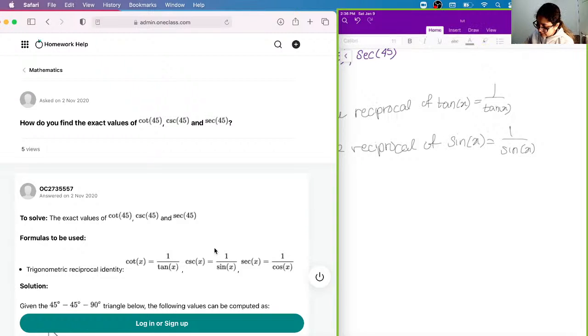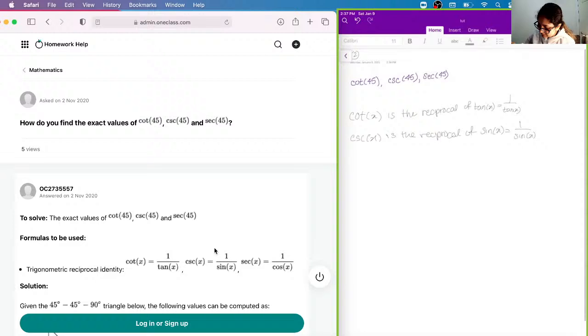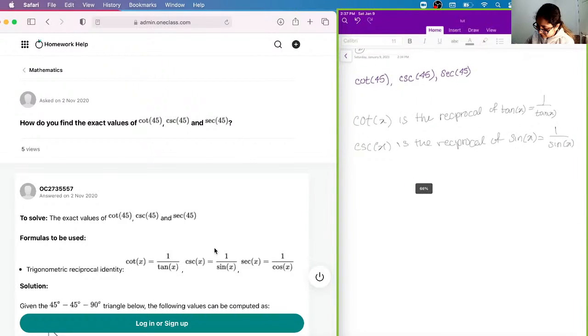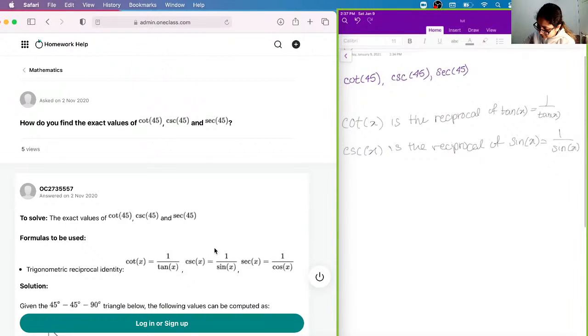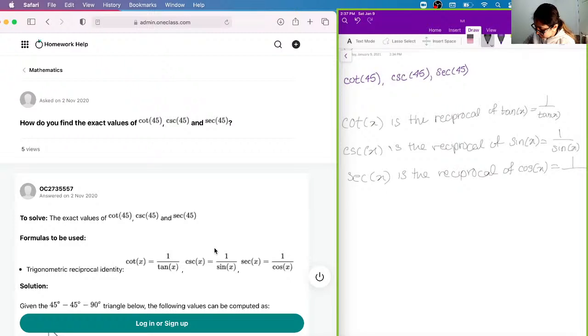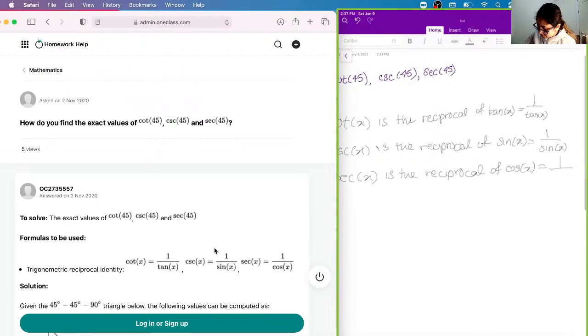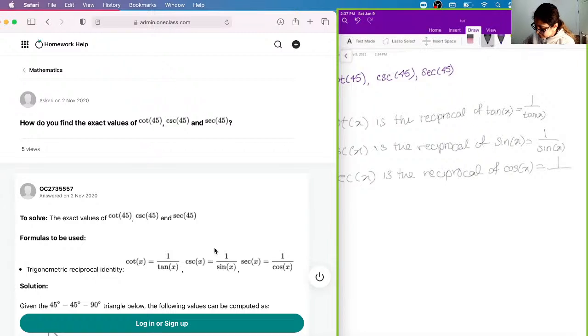And lastly, we have secant of x. Secant is the reciprocal of cos of x, so this is 1 over cos of x.